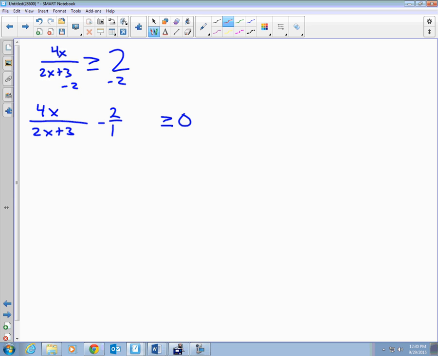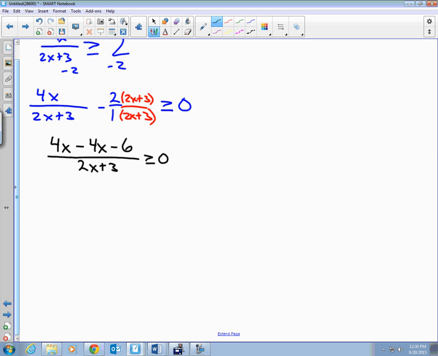Second of all, I have to make it one fraction. What do I do to make it one fraction? Multiply by 2x plus 3 over 2x plus 3. I get 4x minus 4x minus 6 all over 2x plus 3 greater than or equal to 0. What happens? Negative 6 over 2x plus 3 greater than or equal to 0.